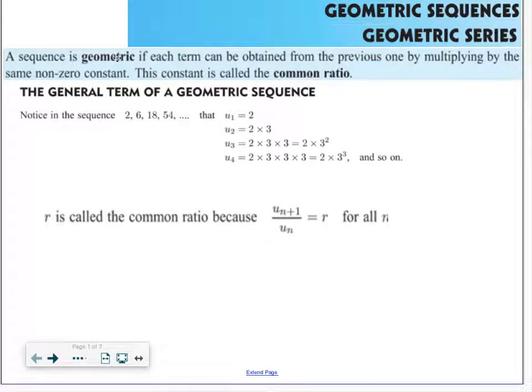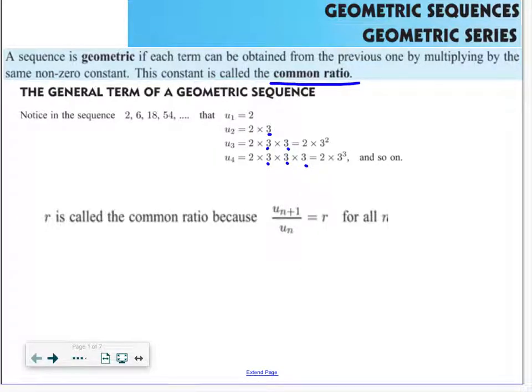All right, mathletes, here we are looking at geometric sequences and geometric series. A geometric sequence can be attained by multiplying one term to the previous term. So we have repeated multiplication. That term that we keep multiplying to each time is going to be our common ratio.